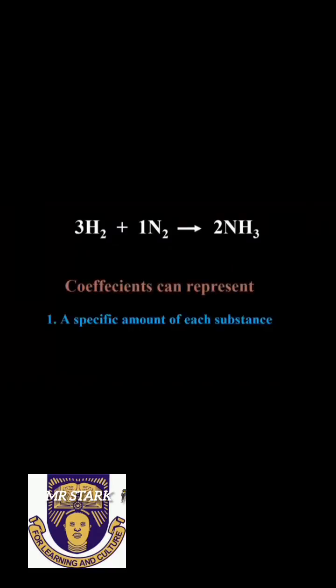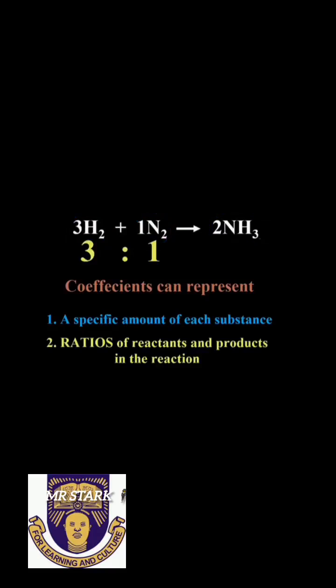So we can look at coefficients as representing either a specific amount of something, an amount of particles, or as ratios of reactants and products in the reaction. To really understand how stoichiometry works, we have to really understand what those coefficients are actually telling us. If they are referring to a specific amount of particles, that would tell us how many particles are reacting and how many particles will be produced.